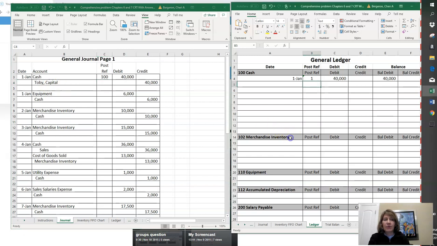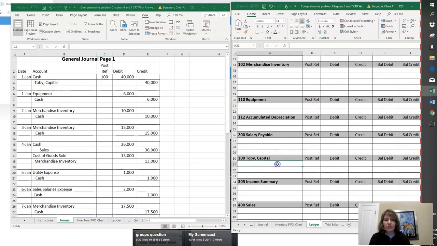Now we go to Toby Capital. So we're going to scroll down to Toby Capital. This is still January 1. This came from page 1. This was a credit of $40,000. And this is a $40,000 balance because we started with nothing and we added 40,000. So at this point, what I would suggest that you do is pause the video and work through, post all of these, and then check your work afterwards. All right, I'm going to keep going.